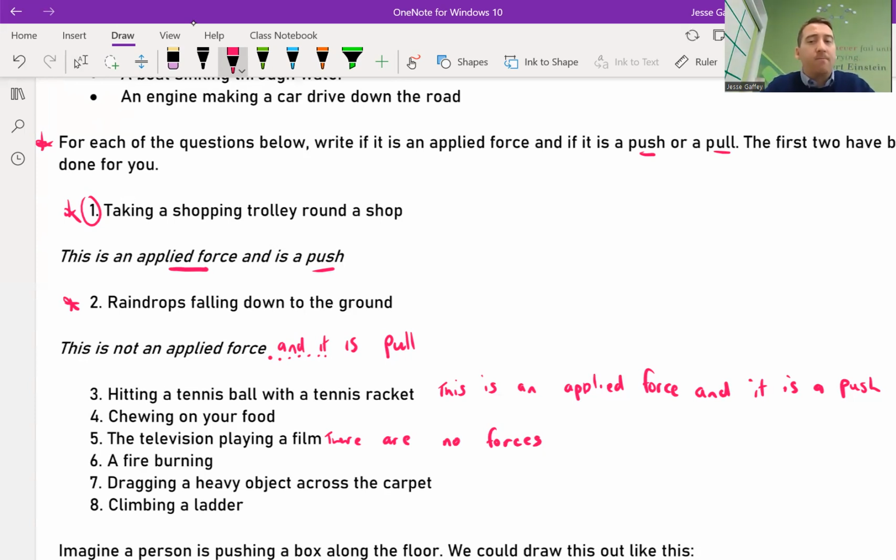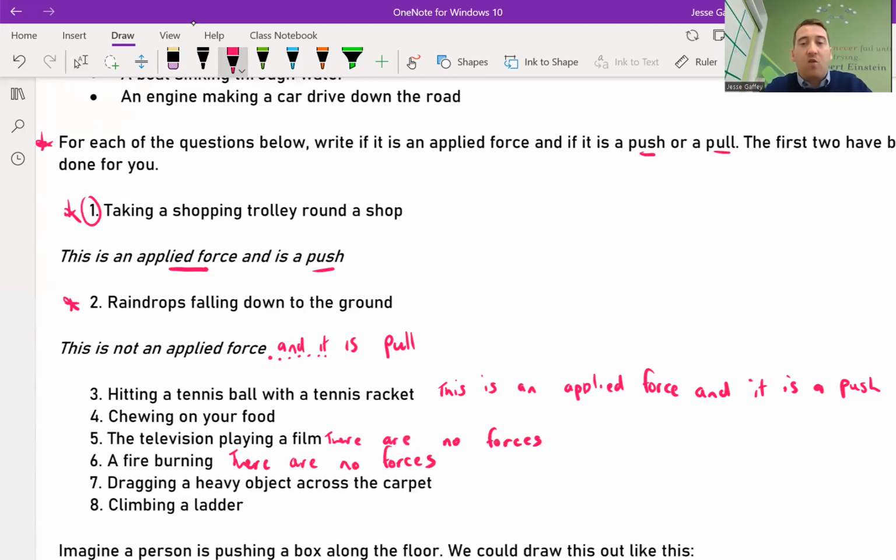Right, a fire burning. What do we think, now that we've seen number 5? For a fire to burn, again, there doesn't really need to be any pushes or pulls. Once you put the fuel on and you light it, you don't have to do anything. There's no pushing or pulling going on in order for the fire to stay burning. So again, I would say there are no forces.